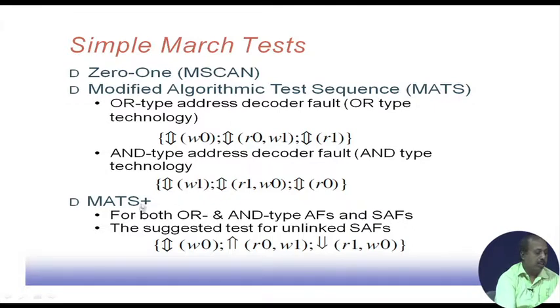Now, a modification of this Matz is Matz plus. It will be determining both OR and AND type faults. You see that this R0 W1 will be determining OR type faults, and this R1 W0 will be determining the AND type of fault. So both are detected by the Matz plus sequence.